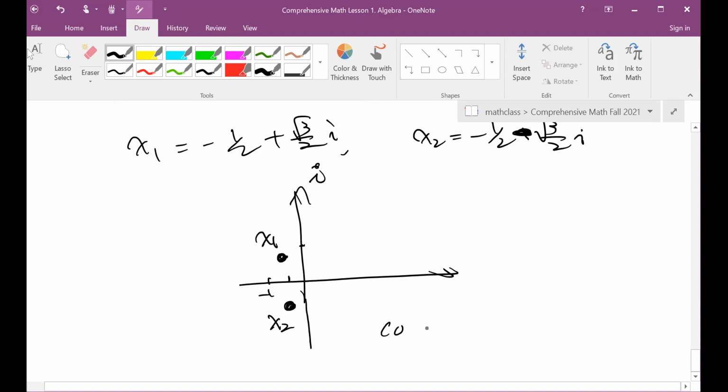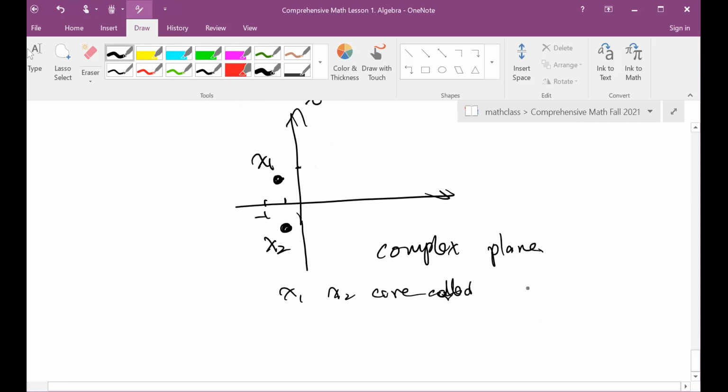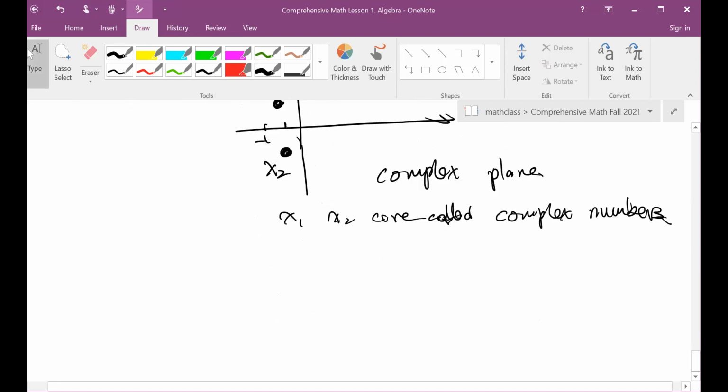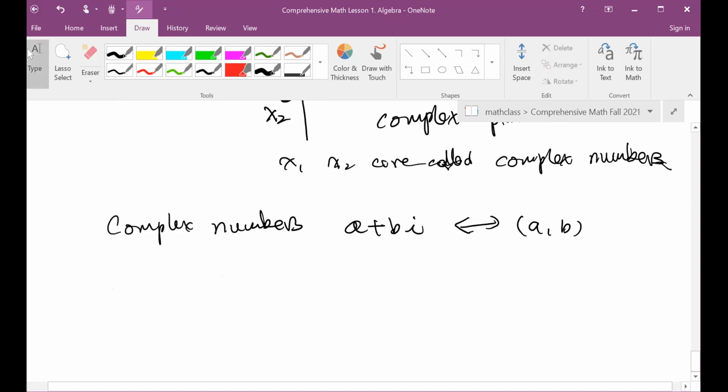So this is what we call the complex plane. Okay, x1, x2 are called complex numbers. And any complex number must be in the form like that. Complex numbers correspond one-to-one to a point in the plane. So you can use A and B as the coordinates of the point, right? And then you can do multiplication and division, and they are all okay.